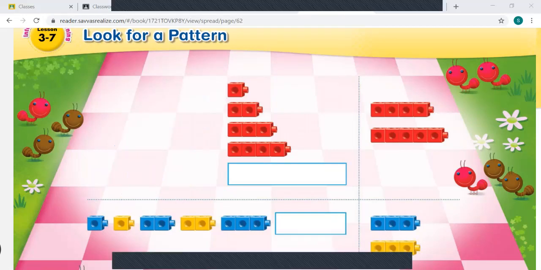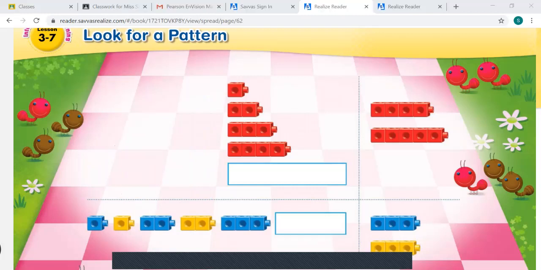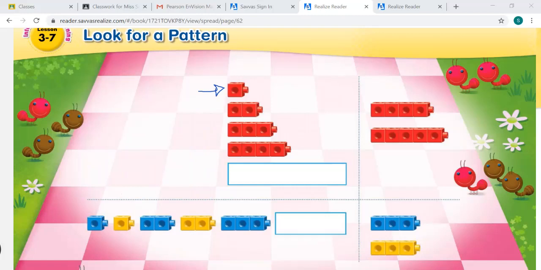Now, let's see. We see groups of ants in the grass, and they're marching in a growing pattern. If the ants continue in their pattern, how can we tell what the next group of ants will be? All right, we're going to use cubes to show the growing pattern. So if I have one cube over here on the top, and then 2 cubes, to get from 1 to 2, how many cubes did I have to add? I added 1 more cube, right?